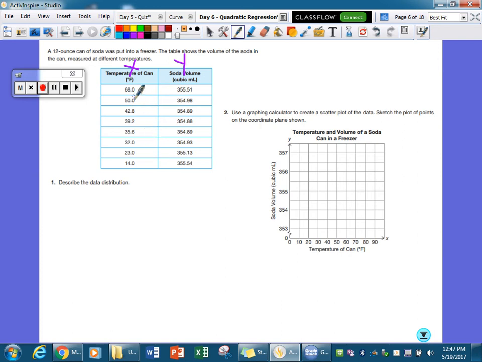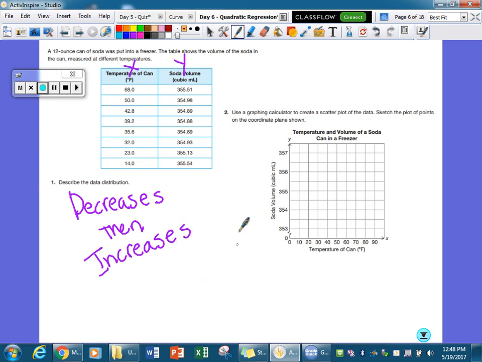If you look at it, you can see at 68, it's 355, at 50, 354. It stays really, really close to each other. But if you just look at the distribution, it starts at 68 degrees at 355, and at 14 it's also 355. So if you're looking at these numbers, they decrease and then they start increasing. So it decreases, and this is your answer for 1, then increases again. And we know that in quadratics, they go up and down, or they go down then up. So that's our answer for number 1.